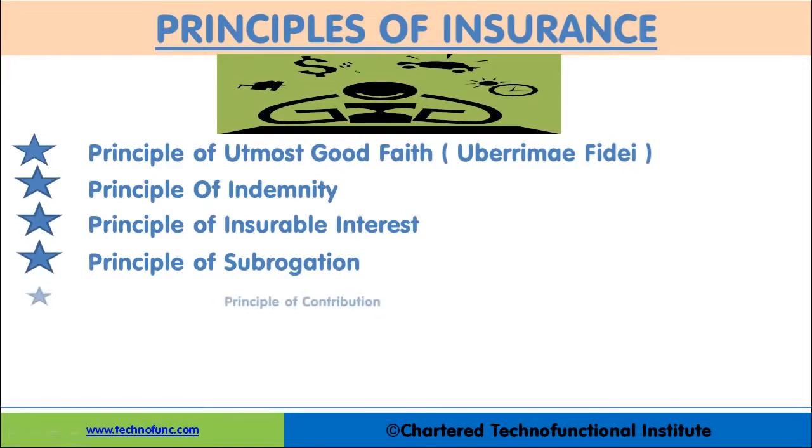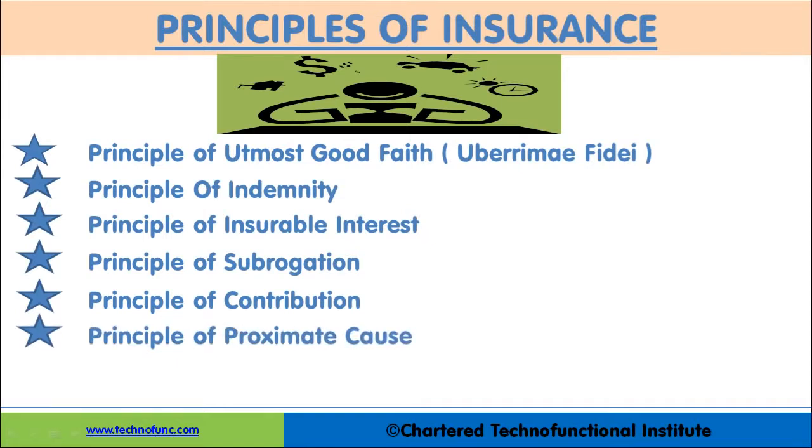Principle of contribution. Sometimes a property is insured with more than one company. The insured cannot claim more than total loss from all the companies put together. He cannot claim the same loss from different companies. If one insurer pays full compensation, then that insurer can claim proportionate contribution from the other insurers. A person cannot be restored to a better position than before the loss occurred. The total loss suffered by the insured will be contributed by different companies in proportion to the value of policies issued by them.